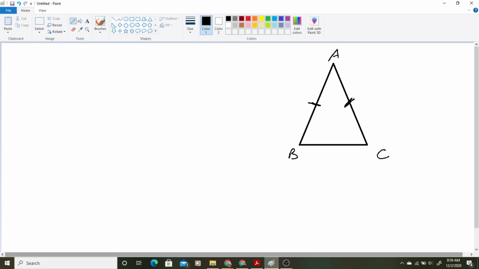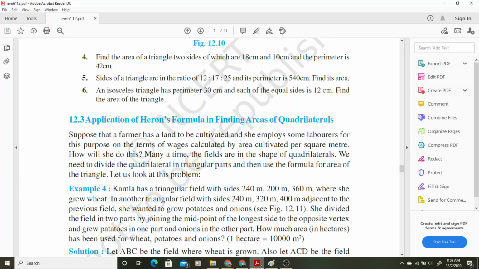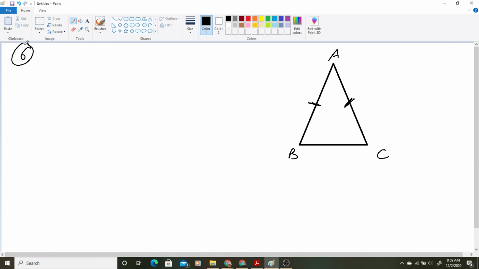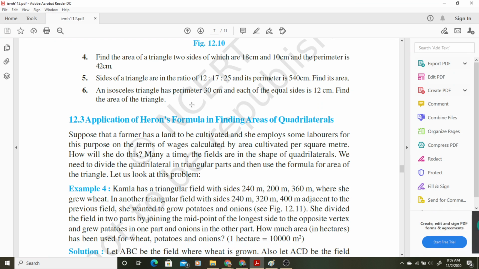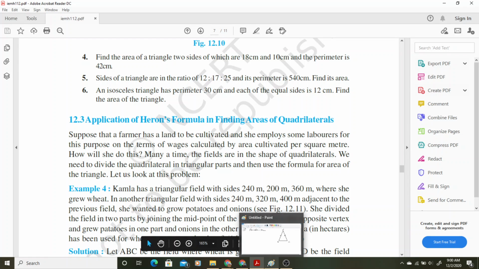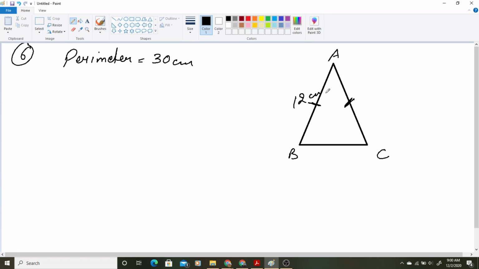Okay, then what is given? Its perimeter is 30 centimeter. We are given the perimeter, that is 30 centimeter. Then we are given that each of the equal sides is 12 centimeter. Find the area of the triangle. So that means this side is 12 centimeter, this side is 12 centimeter, and we need to find the third side. It is very simple. Suppose this is A, this is B.